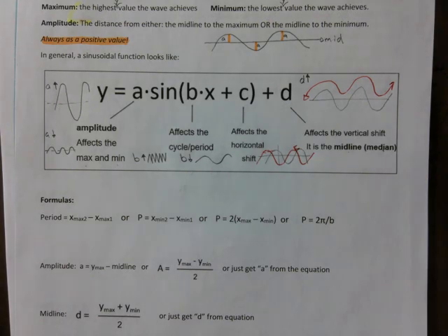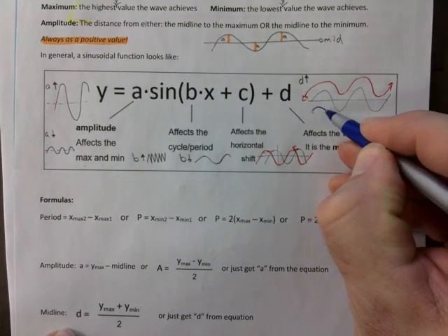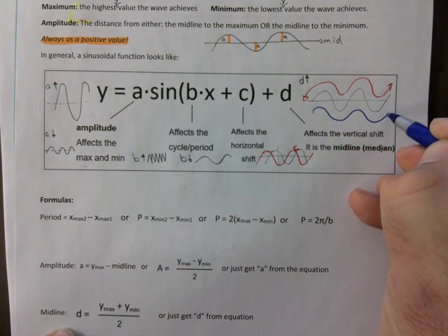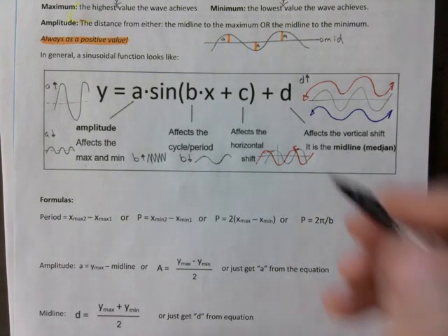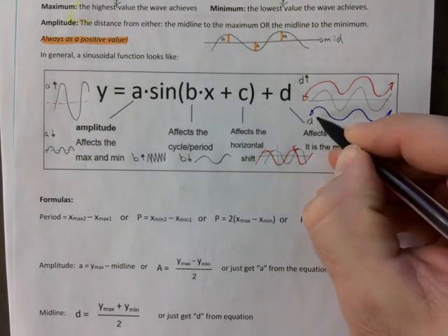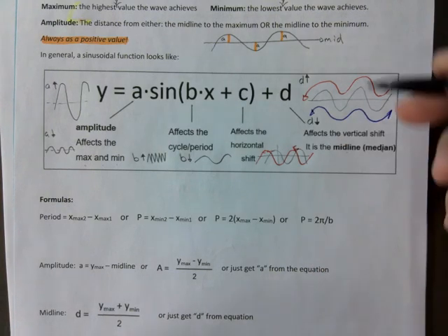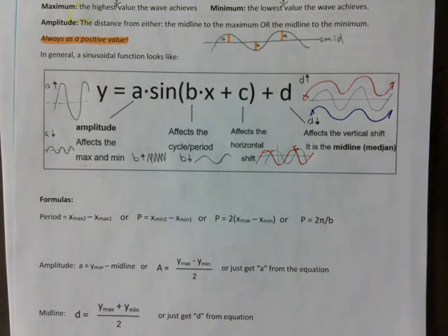And if you go lower, my blue pen is here. If you decrease D, obviously you're going to have one that is lower. So that's somewhere in there, D is being decreased. The whole thing will drop. So yes, it affects your midline, but it actually also affects the whole graph, not just the midline.